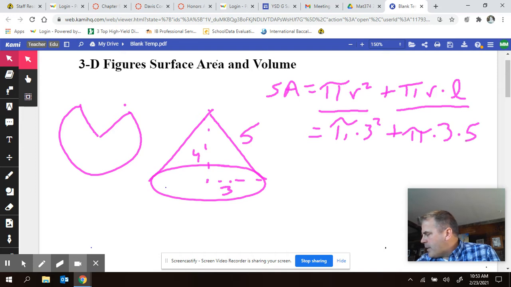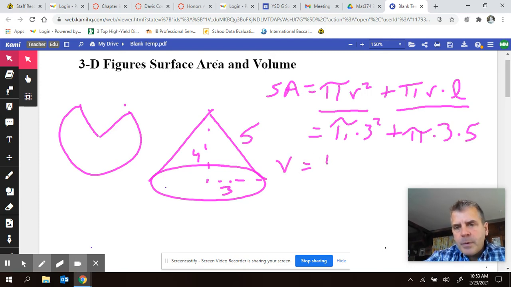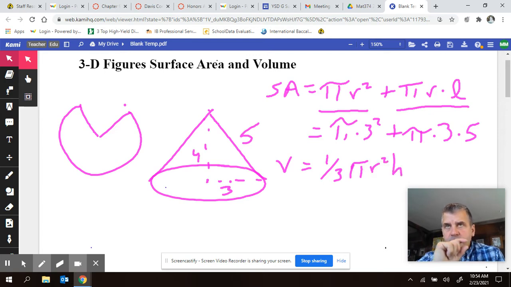Okay. Now they also want you to find the volume, and the volume for cones is 1/3. It's going to always be the area of the base times the height. And so, what does it say there? 1/3 pi r squared h. Both cones and pyramids really follow this same basic pattern. Just so you know, that right there is the area of the base.